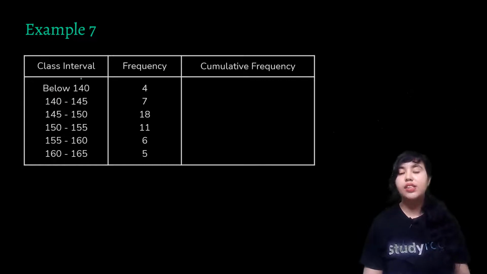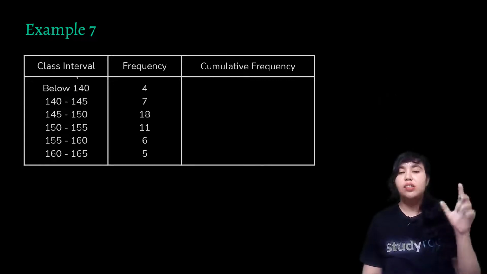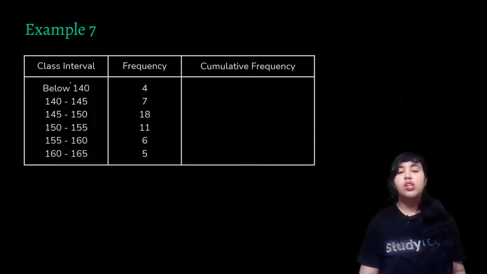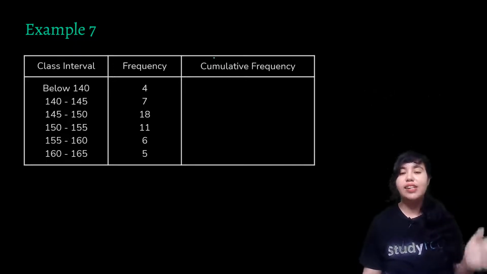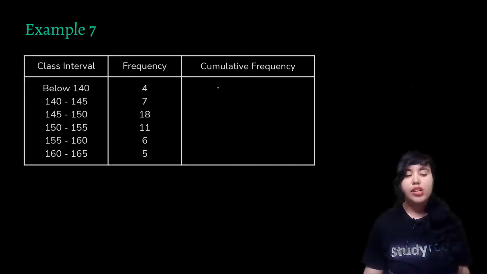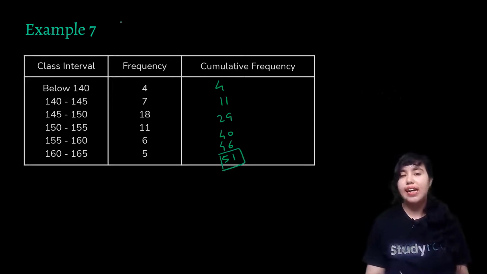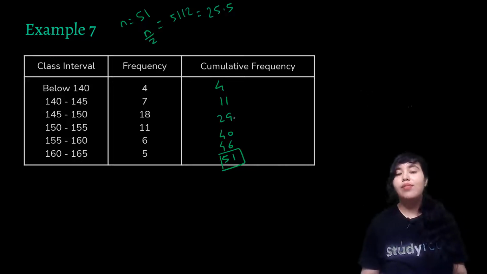These were the class intervals basically. So now we are writing the class intervals, okay, by converting those words to these class intervals. So below 140 the frequency was 4, and what was the cumulative frequency? Just refer to that example and just copy them. The cumulative frequencies were 4, 11, 29, 40, 46 and 51. So now look at the last cumulative frequency, that is your n. So here n is equal to 51. But what is of interest to us? N by 2. That will be 51 by 2. That will be 25.5.